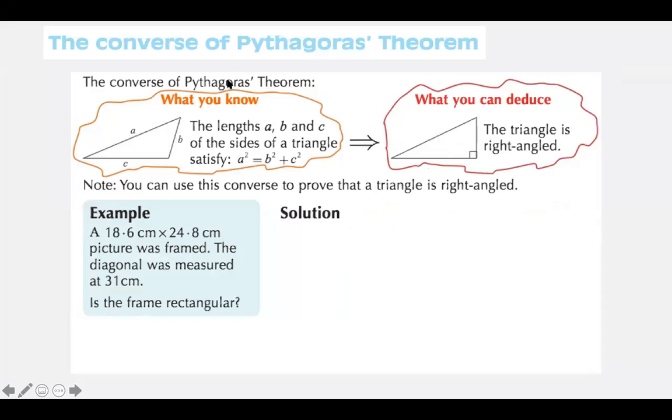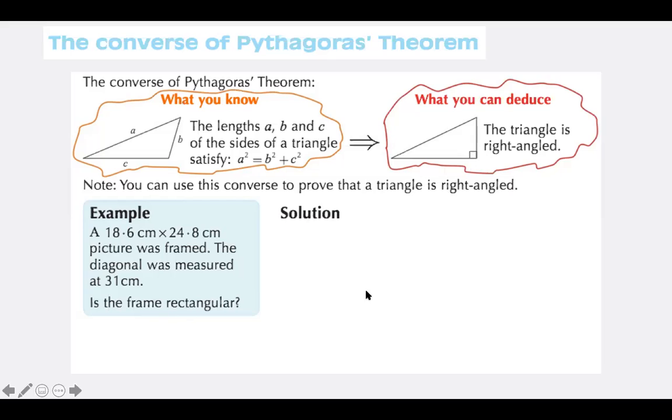Okay, yeah. So the converse of Pythagoras is another thing that you may be asked. An example of a question is you've got a picture frame that is 18.6 by 24.8, and someone measured the diagonal at 31. Then the question you were asked here is, is the frame rectangular? When you've got a right angle, you know that the diagonal square should be equal to each of the smaller sides squared added together.